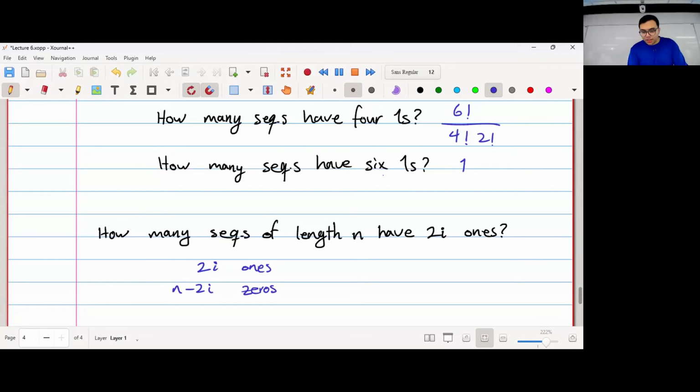So the number of these sequences would just be n factorial over 2i factorial times n minus 2i factorial. Because if I consider that all of my letters are different, I have n factorial permutations, but 2i of my letters were the same, they were ones. So I have to divide by 2i factorial because I can apply any ordering to them and it will not change the solution. And similarly, n minus 2i of my letters were the same, they were zeros. So I have to divide by n minus 2i factorial. Okay, so this is the number of sequences of length n that have 2i ones.